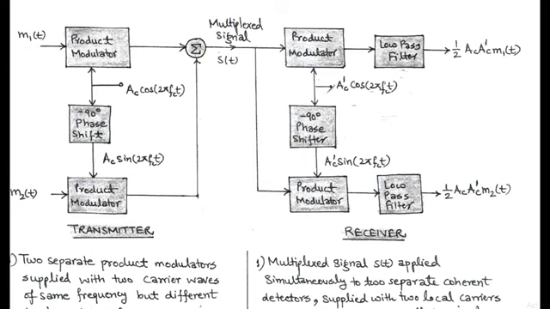And at the receiver side, this multiplex signal is applied simultaneously to two separate coherent detectors. These separate coherent detectors are supplied with two locally generated carriers. These two locally generated carriers are of the same frequency, but there is a difference in phase by minus 90 degrees, and this phase difference is obtained by using a phase shifter. After passing through a low pass filter, we get two separate outputs. The output of the top detector is 1 upon 2 Ac dash m1(t), and the output of the bottom detector is 1 upon 2 Ac dash m2(t).